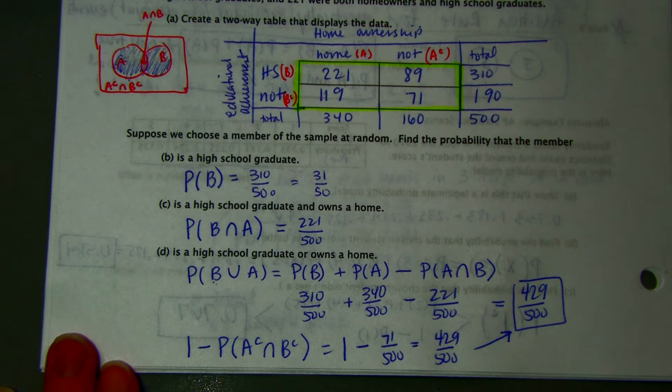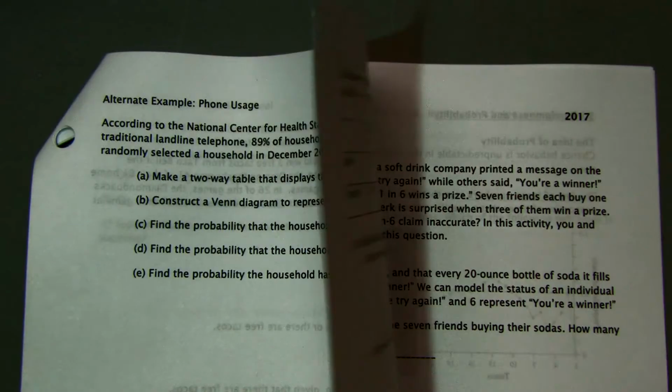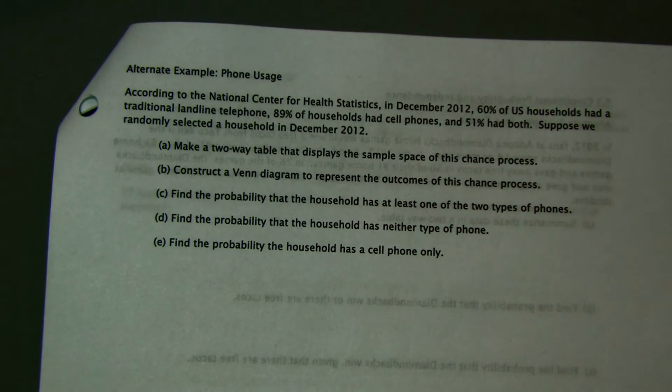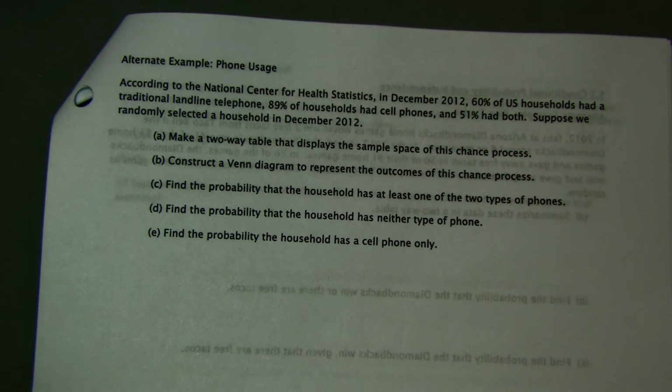All right, we'll do one more example together. And then next time we're going to do things a little bit more complicated. We're going to do the conditional probabilities. Like if you know someone who owns a home, what's the probability that they went to high school? We're going to work backwards using some conditionals next time. So for today, we're just going to be really straightforward and just deal with this addition formula. So phone usage.